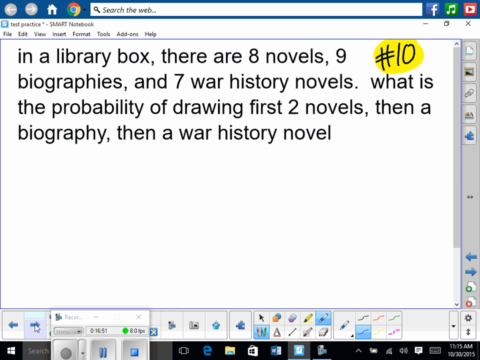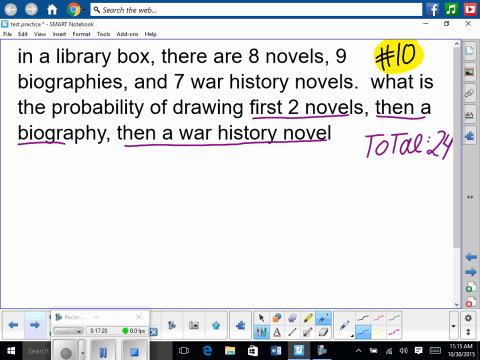All right, so in a library box, there are 8 novels, 9 biographies, and 7 war history novels. What's the probability of drawing first 2 novels, then a biography, then a war history novel? Okay, so first of all, to be able to find probabilities, we have to know the total. If we add up 8 novels, 9 biographies, and 7 war history novels, we get a total of 24 books.